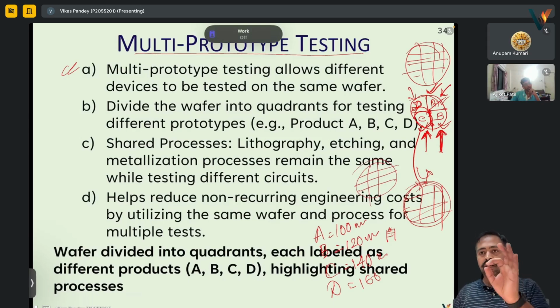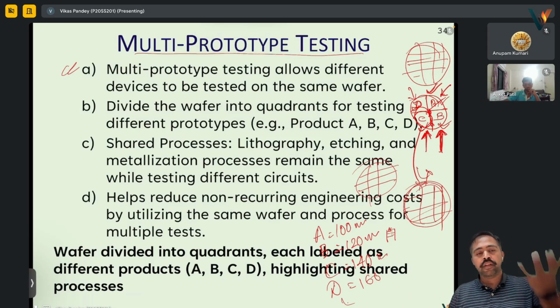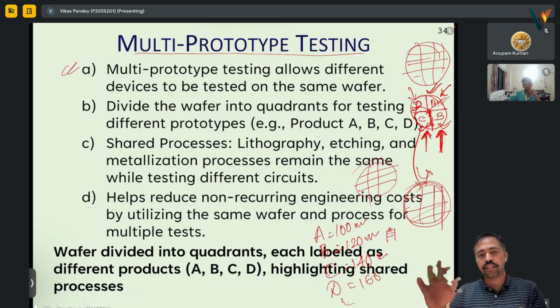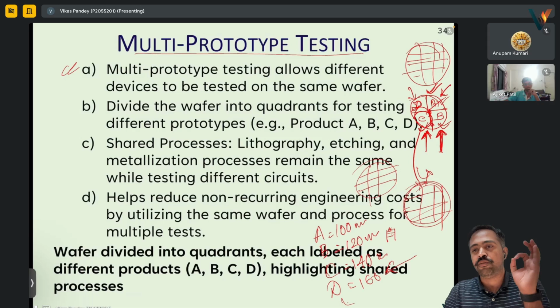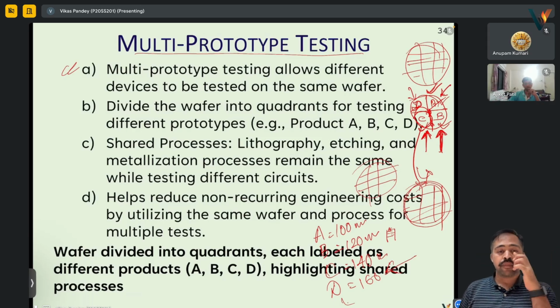Say 10 zones, and the whole process is the same, just the dimensions are varying. Once done, I tested which one gave the best output. Say I got that at 160 micron I am getting the best output. So I'll stick to 160 from the next time onwards. So this is multi-prototype testing.